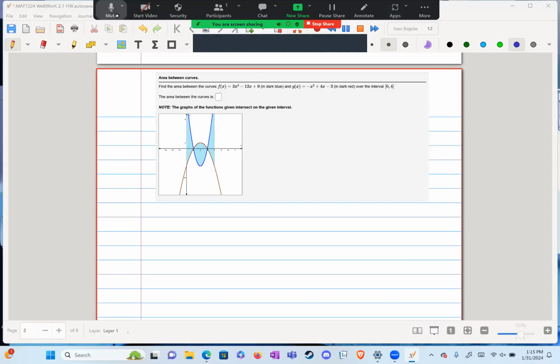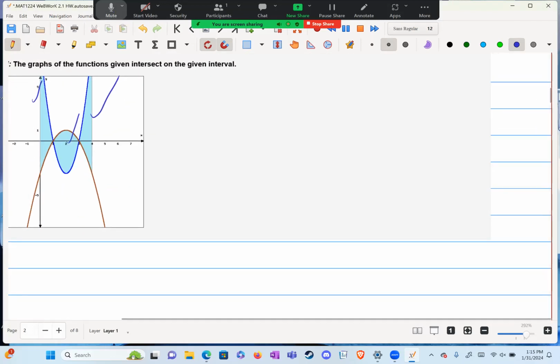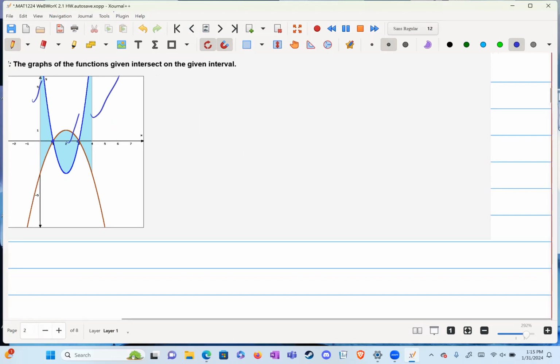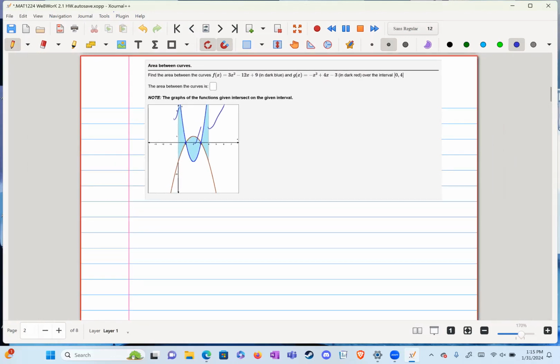Okay, welcome back. We have question 2, and again, area between curves. And we can see from here how many integrals we're going to have: 1, 2, 3. But we also know we're going to have to find our points of intersection, which we can easily see just by zooming in. We know it's 1 and 3 from 0 to 4, as we know in the problem.